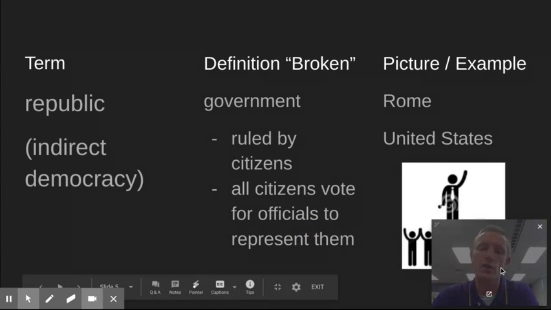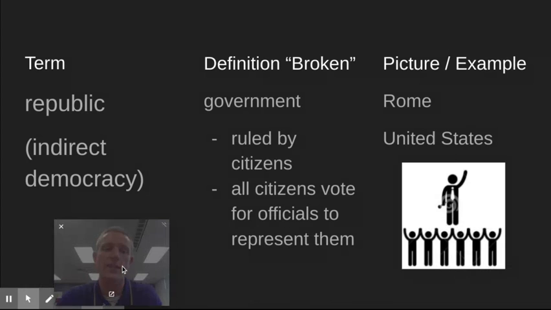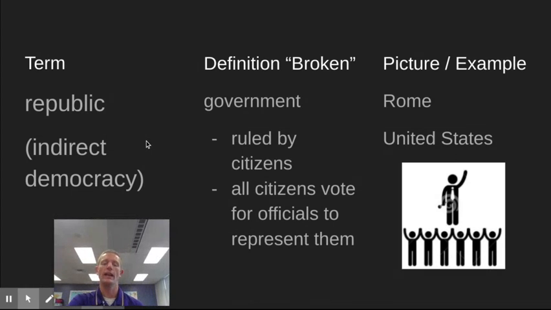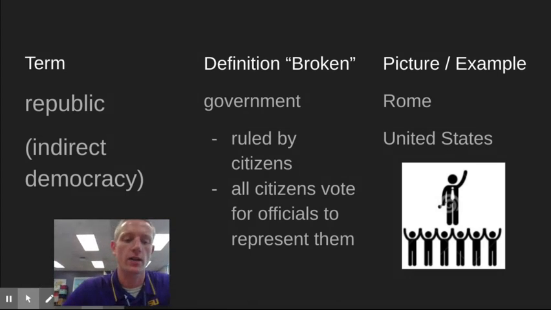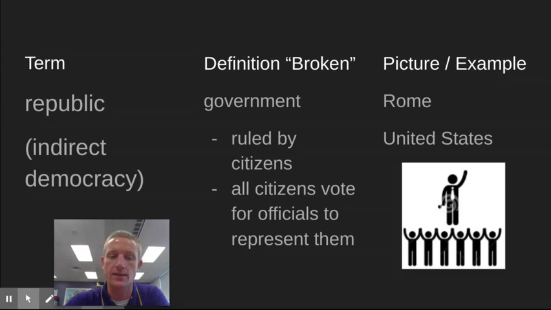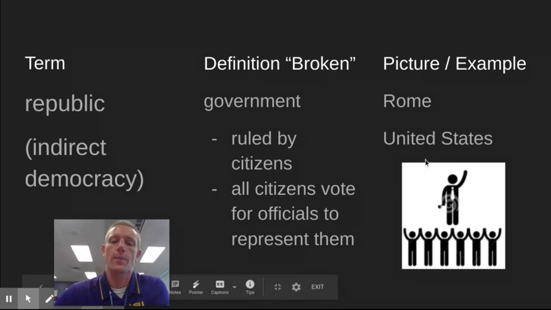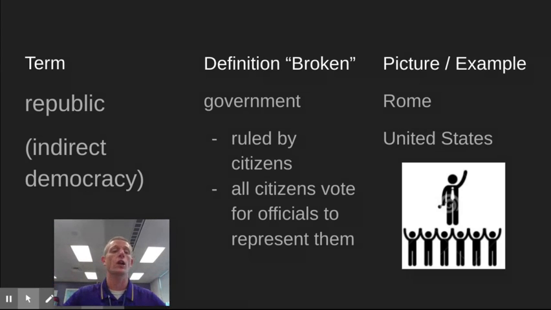Different from that, when we get to Rome, much like we have in the United States, we see a republic, and we call that indirect democracy. It's ruled by citizens, and all citizens get a vote, and we elect people to make decisions for us. So we elect people to Congress and to the Senate, and a president, to help make decisions for us. That's a republic. You do that when you have a really large area like the United States, or other places that have a really large area where you can't vote every day.